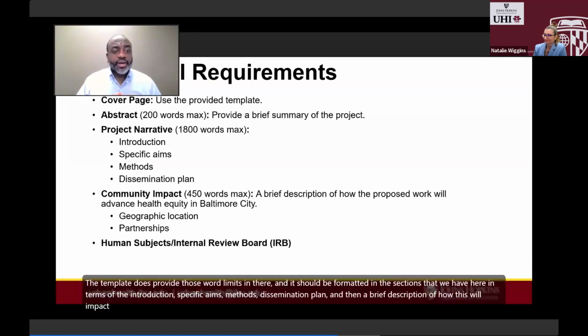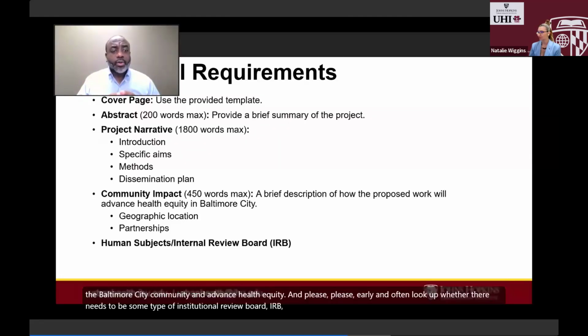The template does provide those word limits in there, and it should be formatted in the sections that we have here in terms of the introduction, specific aims, methods, dissemination plan, and then a brief description of how this will impact the Baltimore City community and advance health equity.